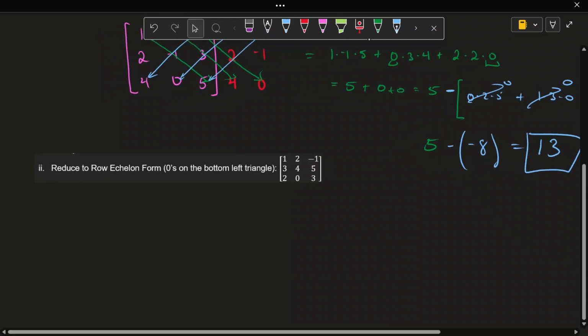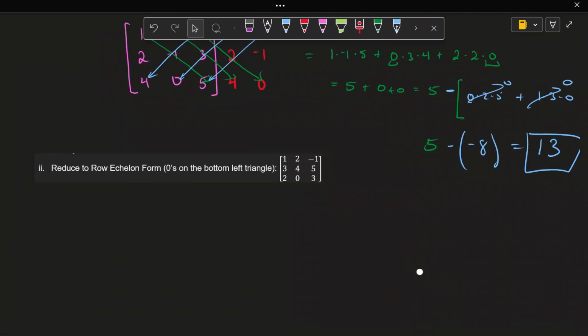Now for the third one here, what we had to do was row echelon form, so not reduced row echelon form, not RREF, just REF, which means you want to get this triangle here to become all zeros. So what do we do?